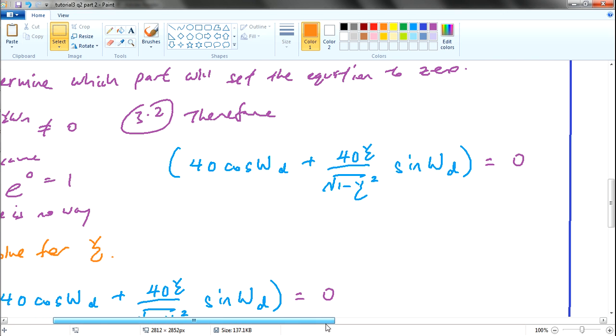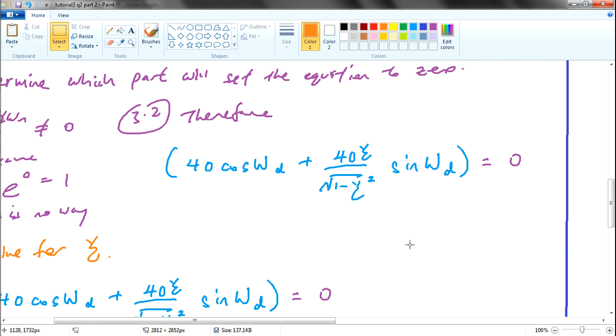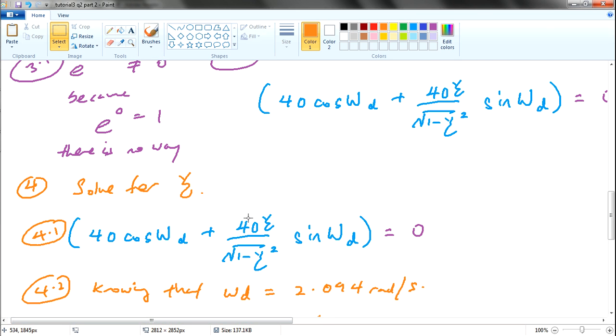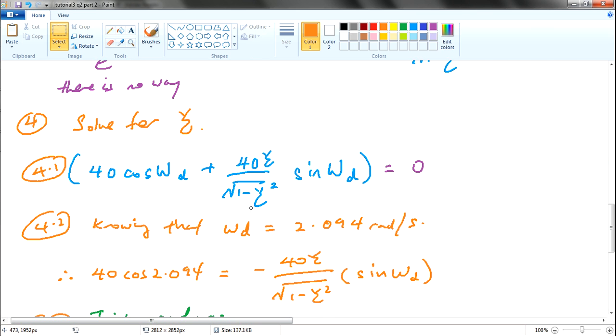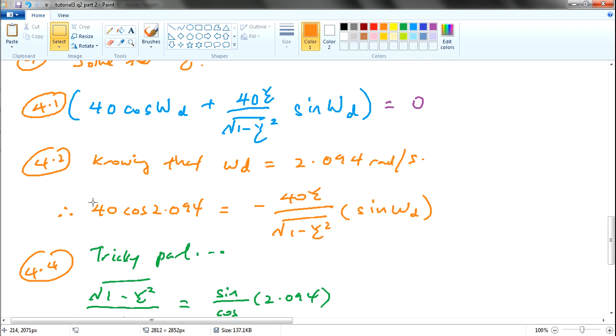You may wonder why I left out this one. This is just saying that this is equal to 0. So if you have this equation equal to 0, you just rearrange. Because we didn't input our WD before, now we input our WD inside here, and then you can solve. So you bring over 40 cosine 2.094 equals to 40, and so on.